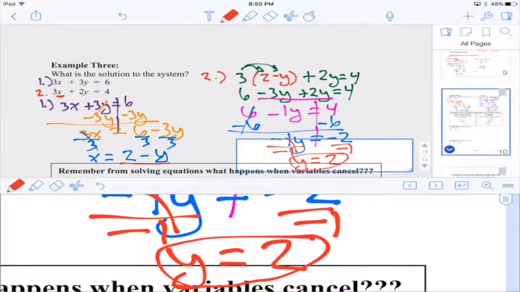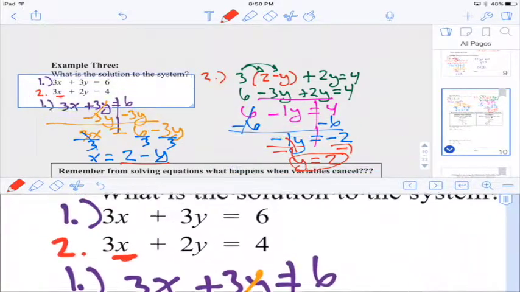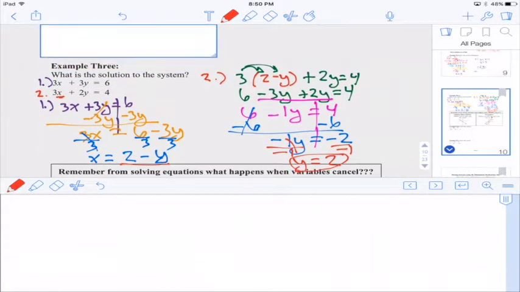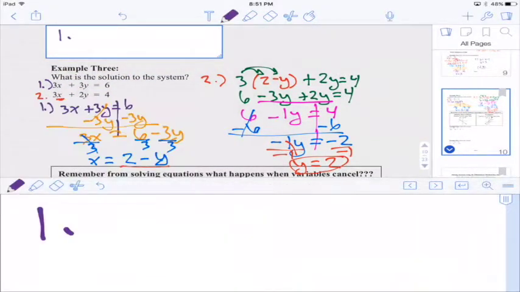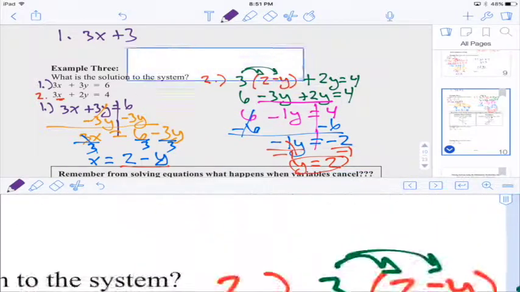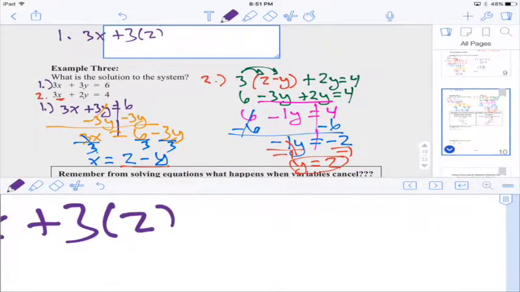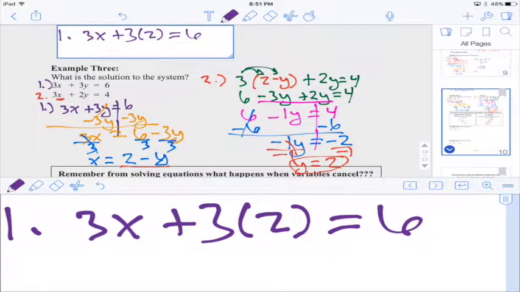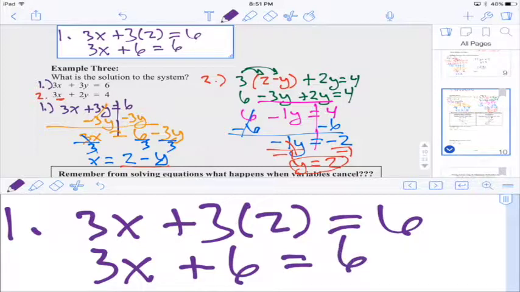Y equals 2. And then I substitute this y equals 2 back into either original equation. Doesn't matter. So I'm running out of space. I'm going to do it over here. I'm going to use equation 1. So I have 3x plus 3, and instead of y, I'm going to substitute 2, equals 6. Well, 3 times 2 is 6. So 3x plus 6 equals 6.